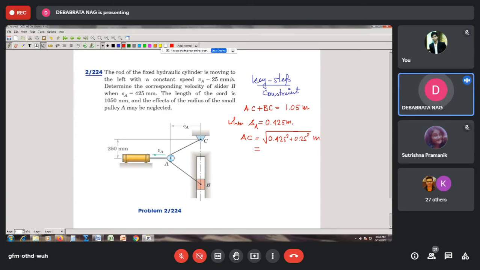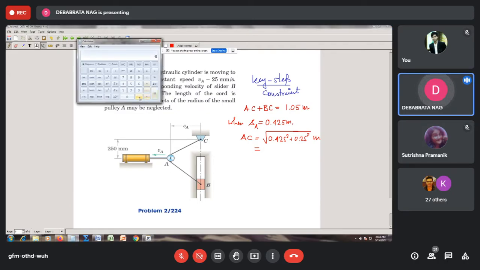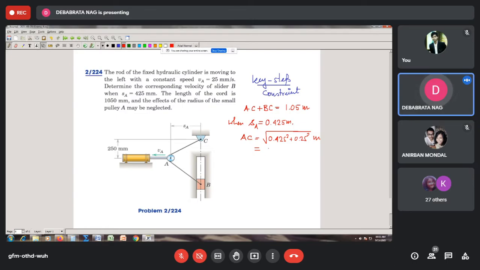So how much will it be? If you take the calculator and calculate 0.425 squared plus 0.25 squared and take the square root of it, you get 0.493. So this distance AC is equal to 0.493 meter. You should also do the calculation with me. As a cautionary statutory warning, I quite often make mistakes while doing the board work in haste.